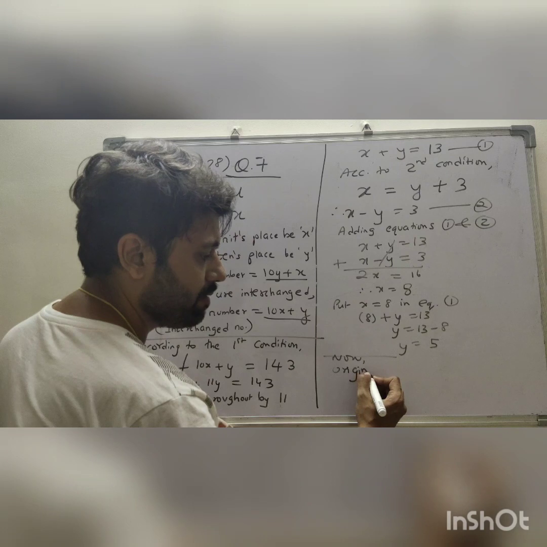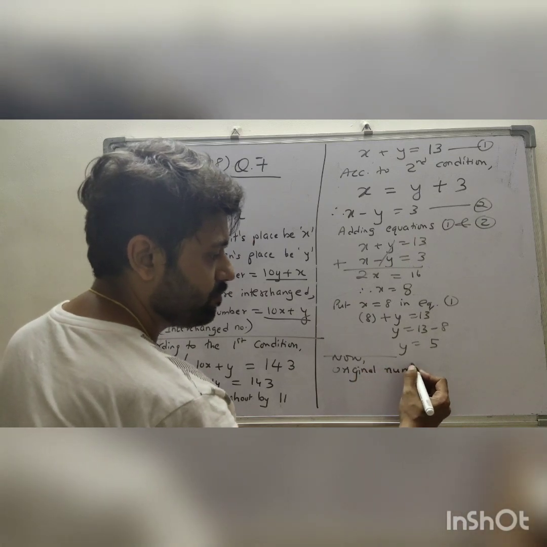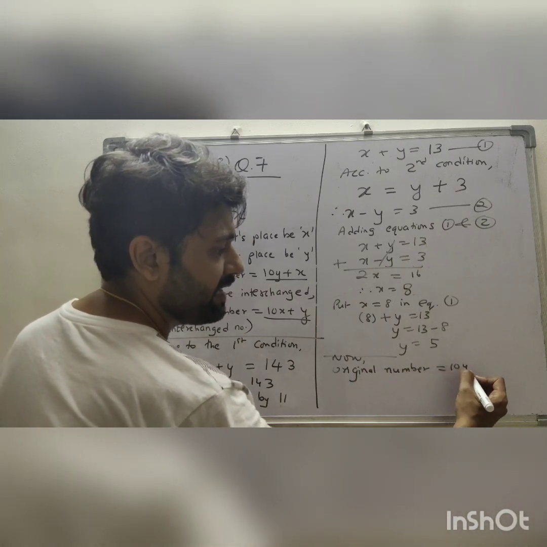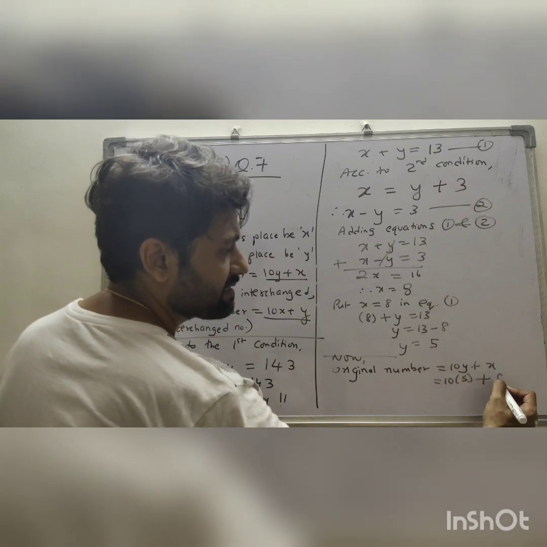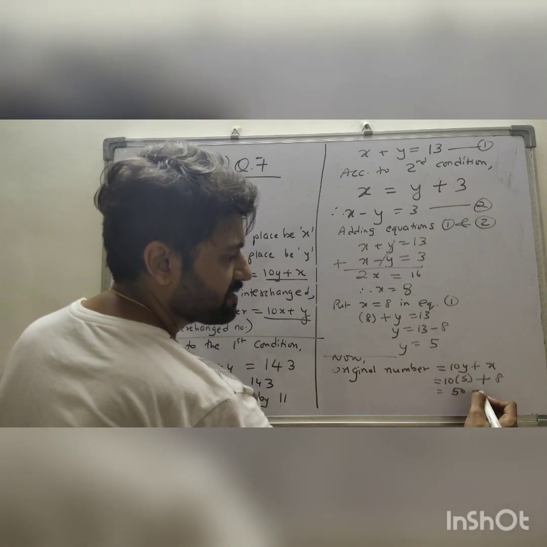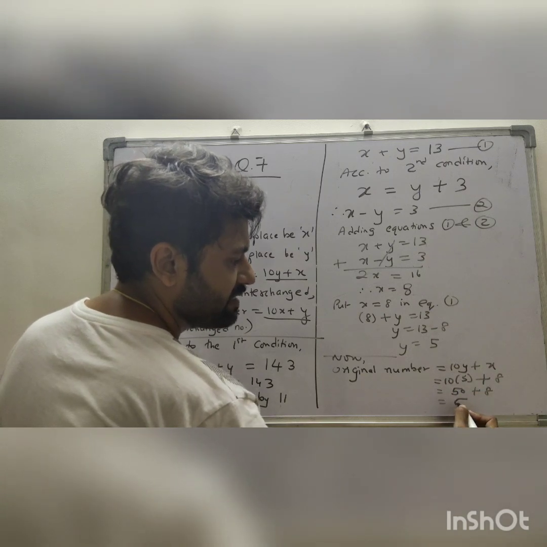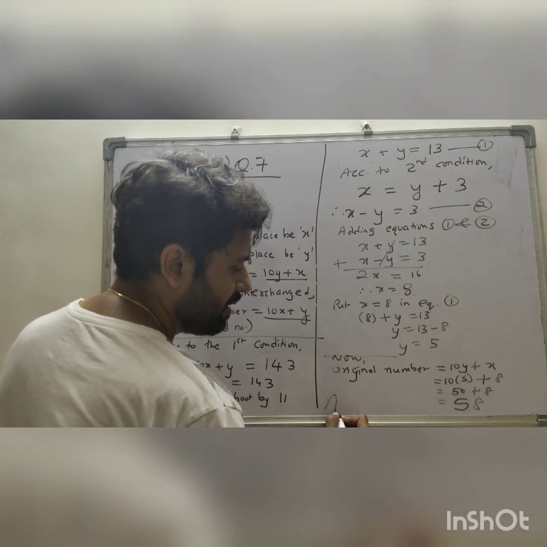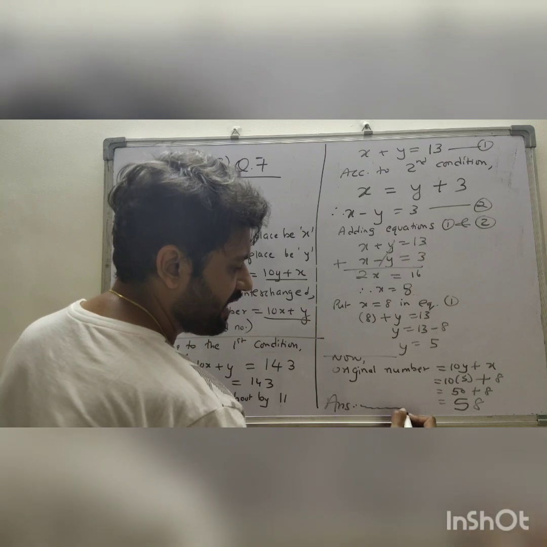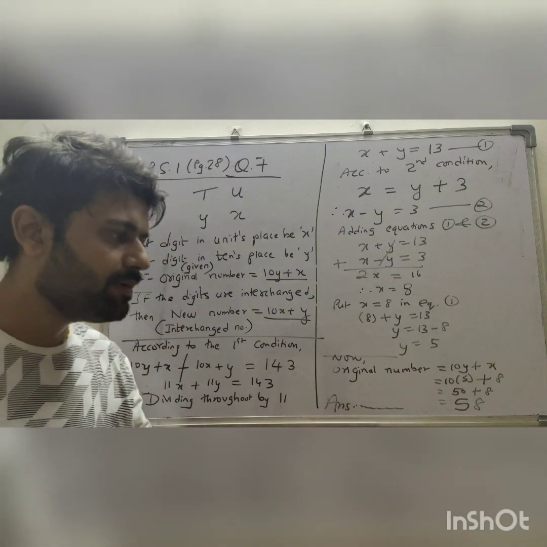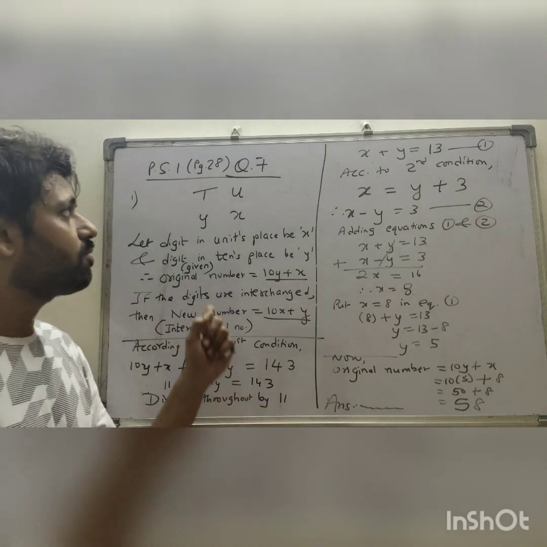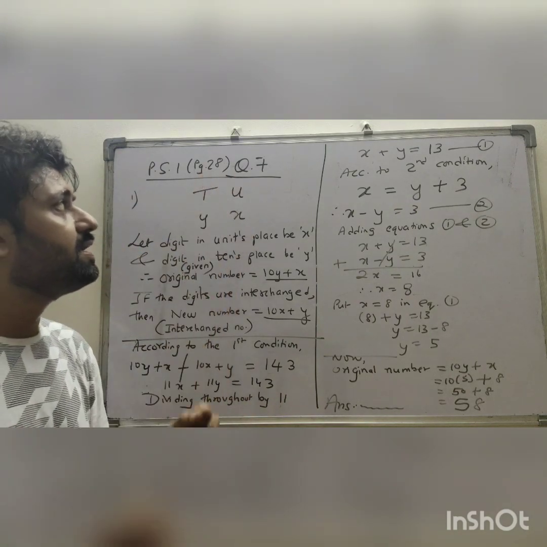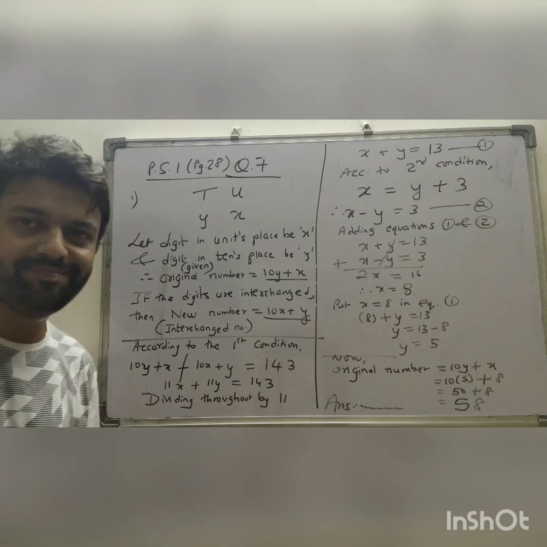The original number is equal to, we know, 10y plus x. 10 into 5 plus x, that is 50 plus 8. The answer is 58. Remember, you have to always write the answer in a statement. The given number is 58. So this was the first sum from question number 7 on page number 28, problem set 1.